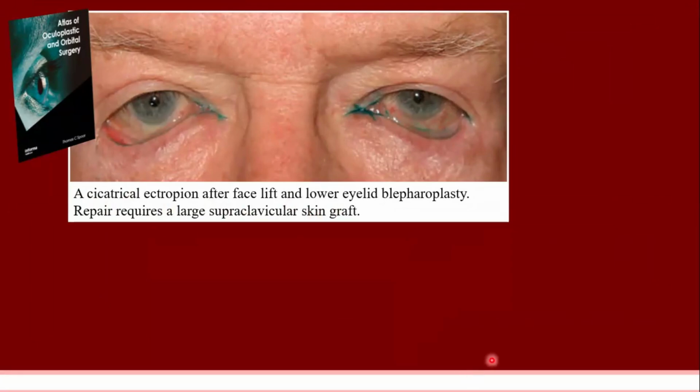So can one of you tell me how we can avoid such complications? Like how to avoid excessive skin removal during lower eyelid blepharoplasty? We can ask the patient to look up and open the mouth. Yes, well done. Okay, thank you. Thank you so much. So stay with me, doctor, please.